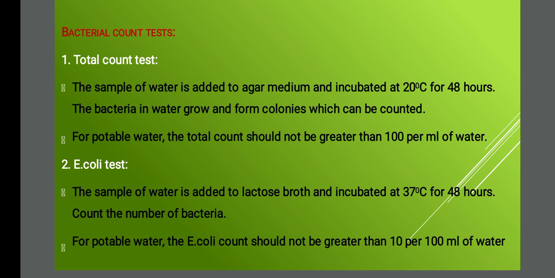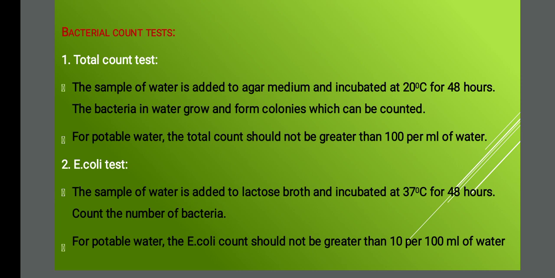Is it okay? Next one is the E. coli test. How to do this E. coli test: you take the sample water and add lactose broth. Lactose broth is a mixture of 3 things: peptone, 5 grams; beef extract, 3 grams; and lactose, 5 grams. This sugar media mixture is called lactose broth. Add the water sample to this lactose broth and incubate at 37 degrees centigrade for 48 hours, then count the number of bacteria.